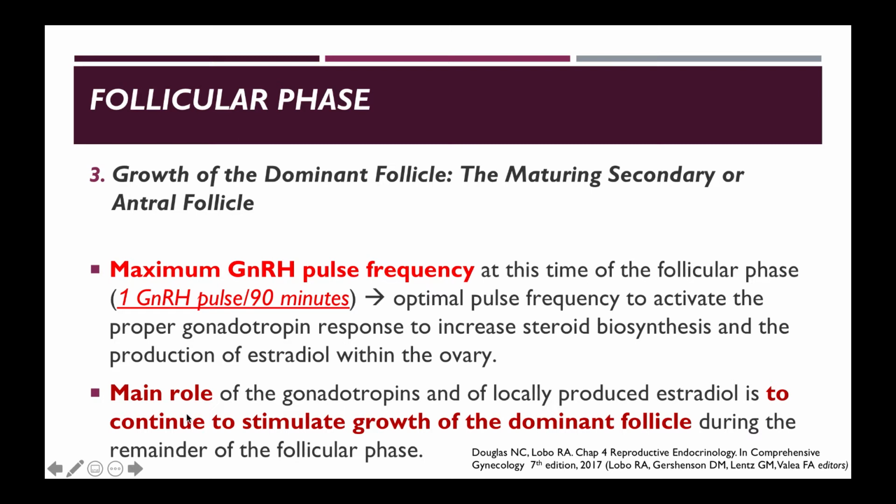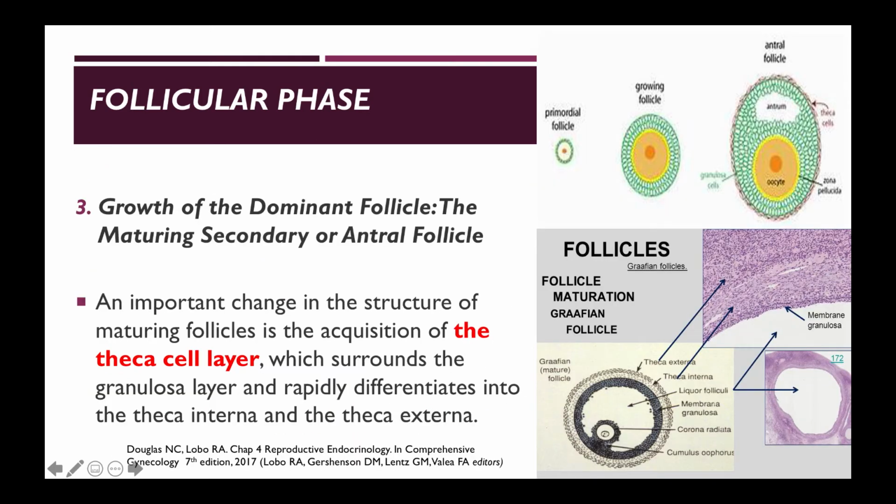Okay, so the main role of the gonadotropins and of locally produced estradiol is to continue to stimulate growth of the dominant follicle during the remainder of the follicular phase. An important change in the structure of the maturing follicles is the acquisition of the theca cell layer, which surrounds the granulosa layer and rapidly differentiates into the theca interna and the theca externa. So this is the theca layer here. Okay, so we have the theca externa and the theca interna. So this happens during the growth of the dominant follicle.